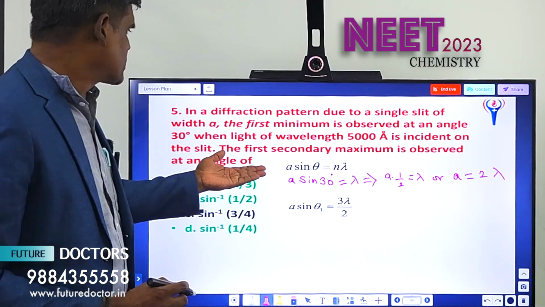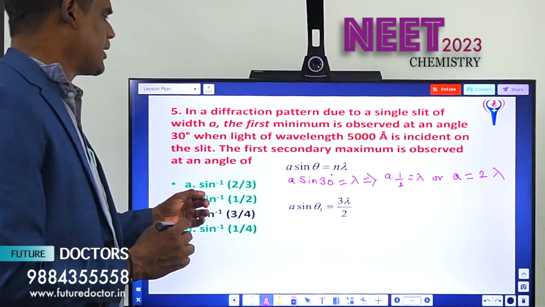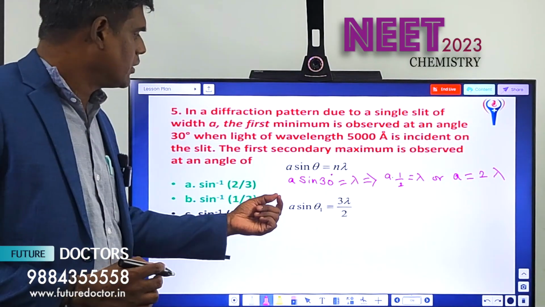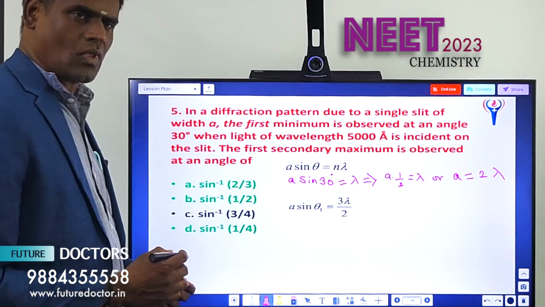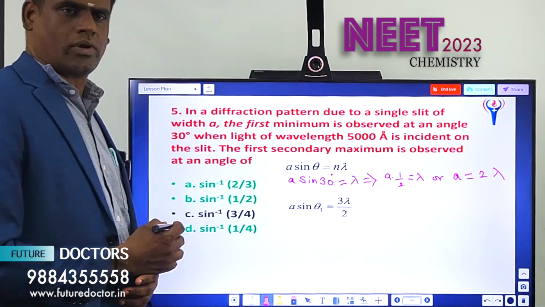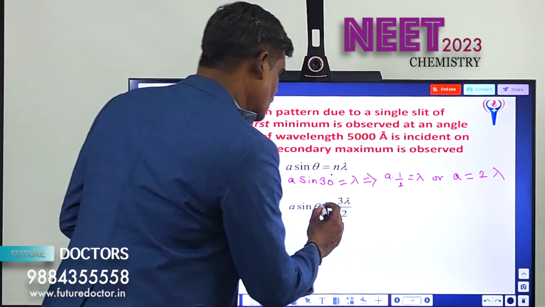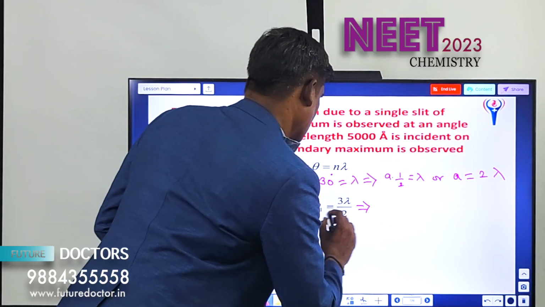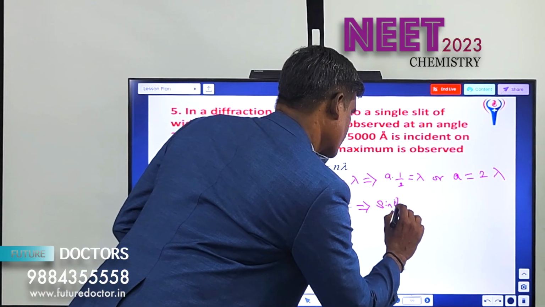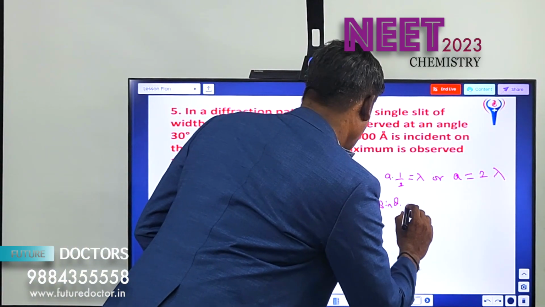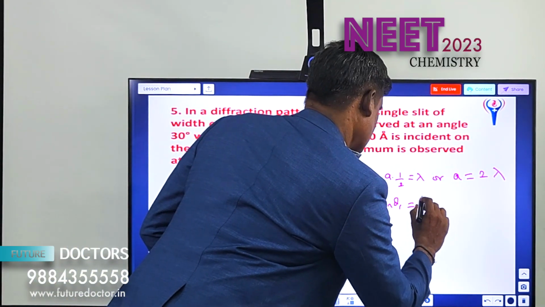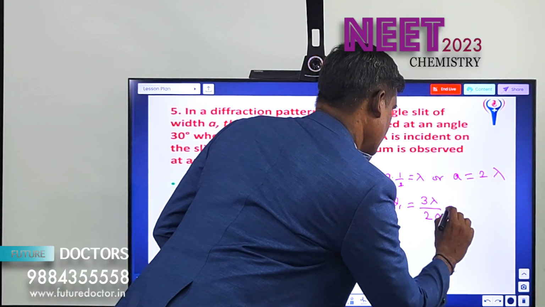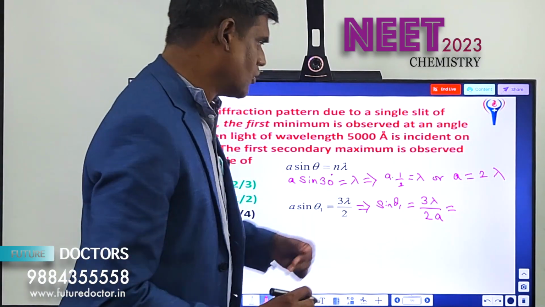Then what is the question? The first secondary maximum is obtained at an angle. For the first secondary maximum, A sin theta 1 equal to 3 lambda by 2. Okay, and theta 1 only we are going to find. Then sin theta 1 equal to, A will go there, equal to 3 lambda by 2A. And A equal to 2 lambda, just now we found.